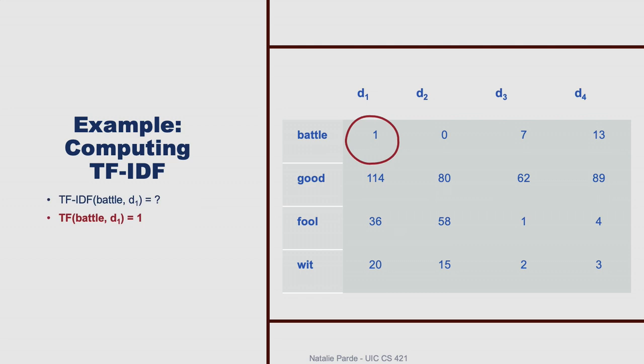We start out by finding the term frequency for this case, so we're looking for the number of times that battle occurs in document 1. We can clearly see from our table that it occurs 1 time in document 1, so we'll go ahead and make a note of that.